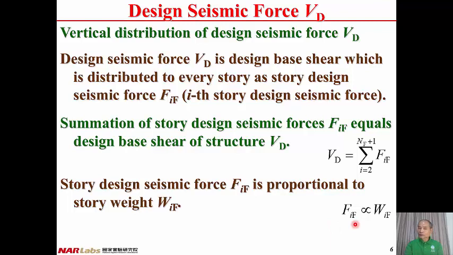And the story design seismic force, Fi^F, is proportional to story weight, Wi^F. Therefore, Fi^F, the story design seismic force of the ith floor, is proportional to its weight, because inertial force is proportional to the weight, and seismic force is the inertial force. Therefore, Fi^F is proportional to Wi^F.